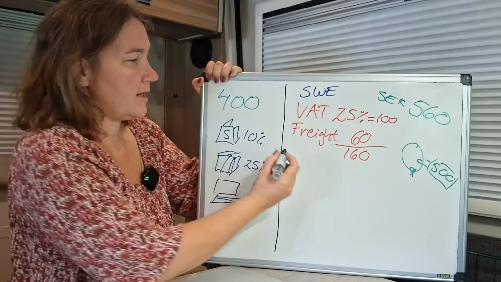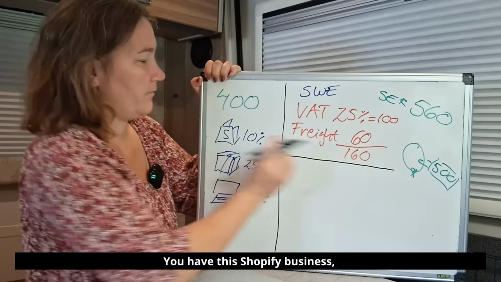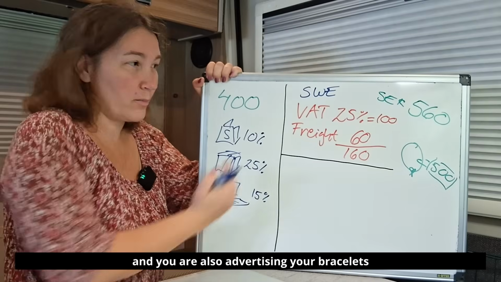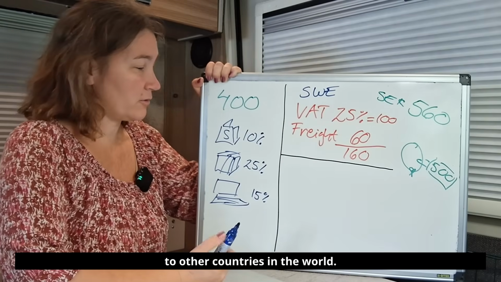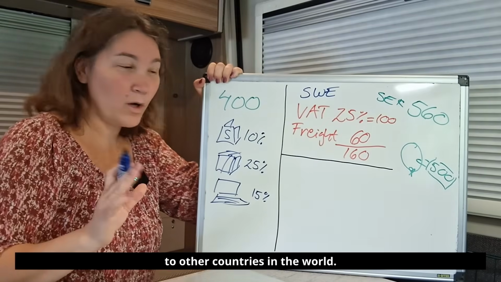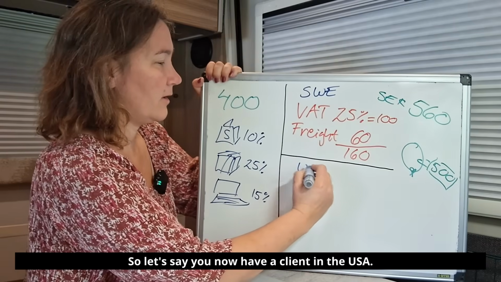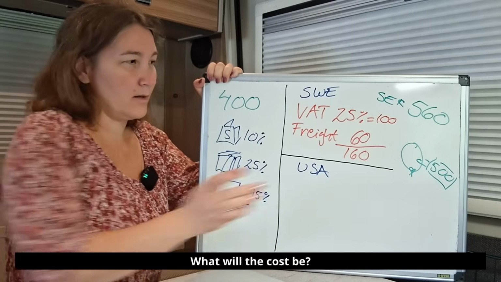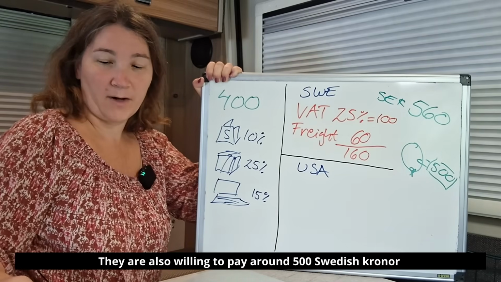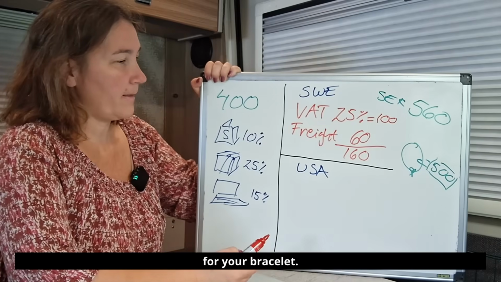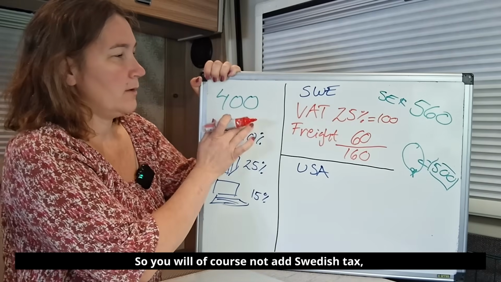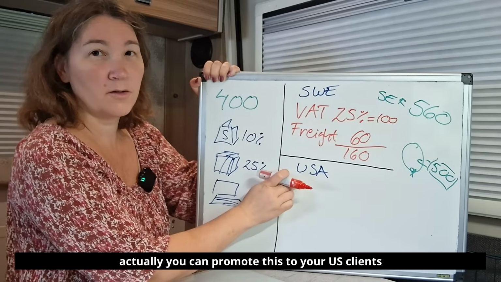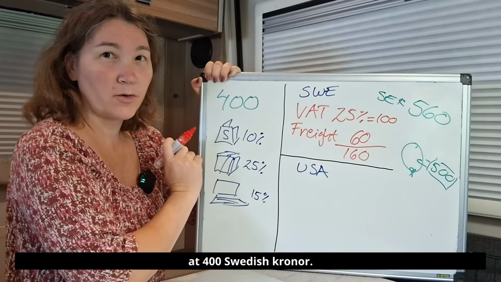But now we say you have this Shopify business, and you are also advertising your bracelets to other countries outside in the world. So let's say you now have a client in the USA. What will the cost be? They are also willing to pay around 500 Swedish kronor for your bracelet. So you will of course not add the Swedish tax. So actually you can promote this to your US clients as 400 Swedish kronor.